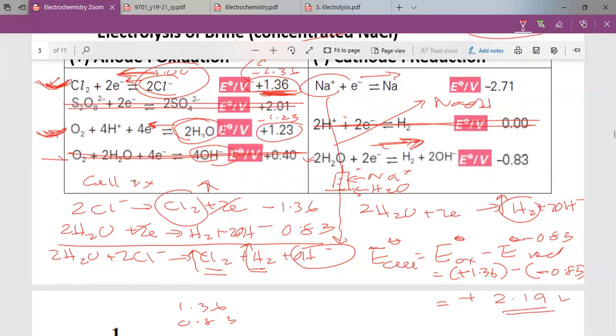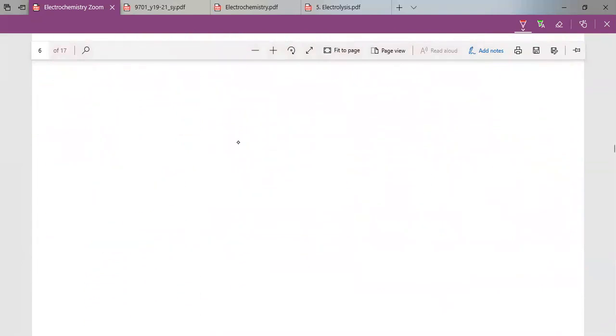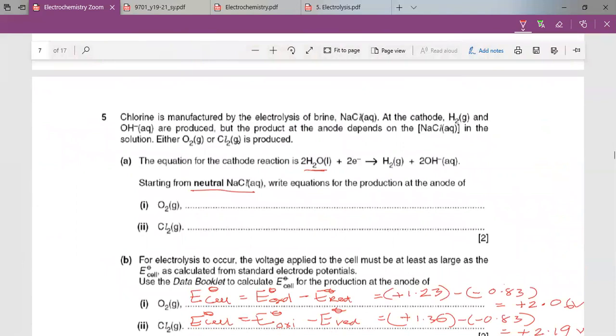Okay, now let's look at the question of this brine thing. Here, famous question. I've got 50 minutes to try to finish off the rest. Chlorine is manufactured by electrolysis of brine. Brine, you must understand what is brine. Even though it's aqueous here, it will be concentrated. Brine means concentrated NaCl. At the cathode, hydrogen gas is given out, and they say OH minus is produced.